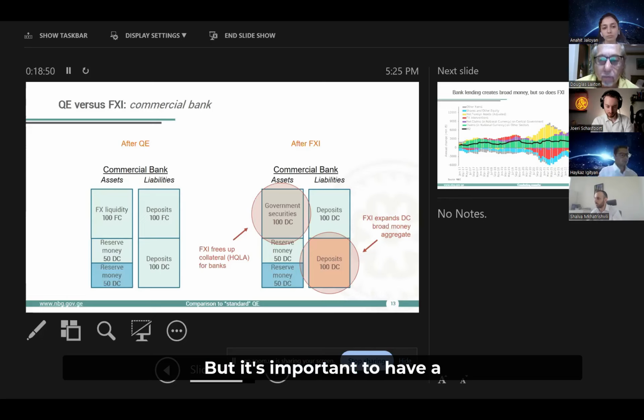But it's important to have a good understanding of the path that we take to get to that point. And to understand this path, we need to understand this partial equilibrium or mechanical effect on broad money aggregates as well. Because this will define dynamics, and in different countries this can have a different impact. So it's important to have these operational or mechanical effects of FXI in mind.